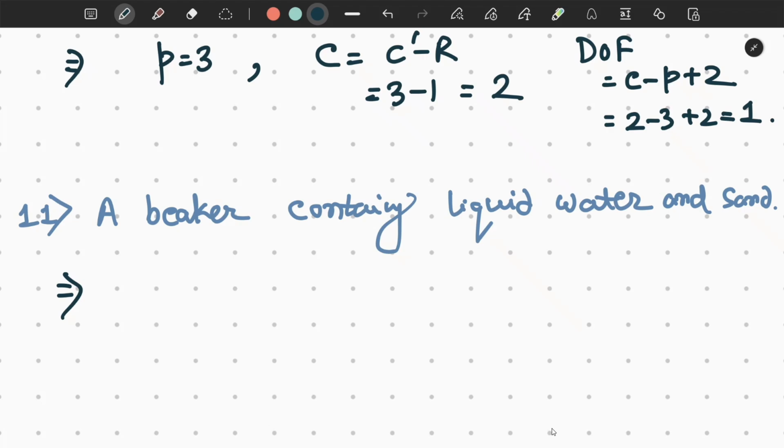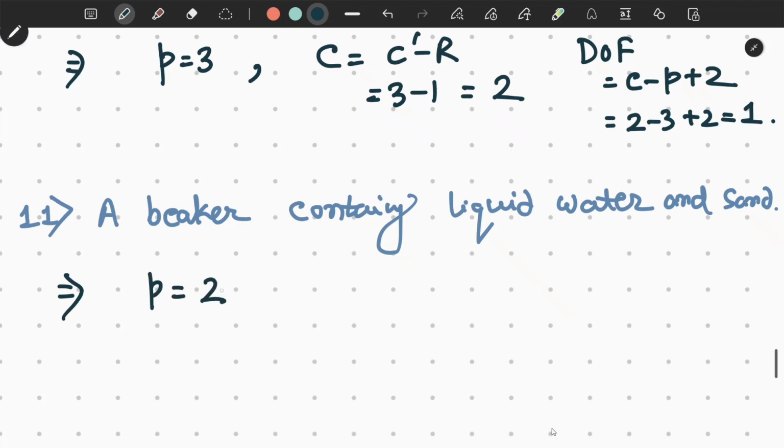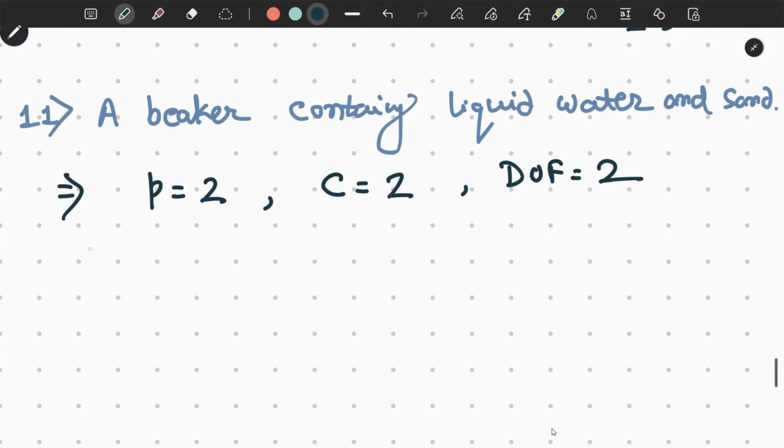Phase is two. Okay. Component, two. How? Water and sand. Two. Degrees of freedom is also two. But there is also one perspective to solve this question, and that is also correct.